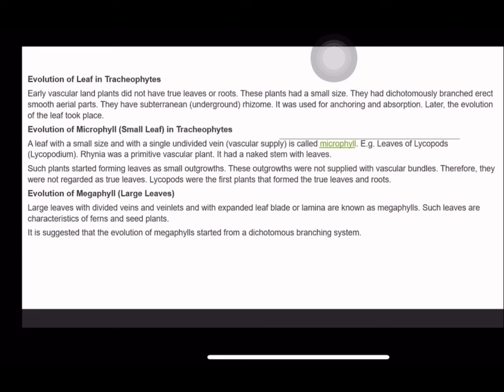Evolution of megaphylls, the large leaves. Large leaves with wide veins and veinlets, with an expansive leaf blade or lamina, are known as megaphylls. Such leaves are characteristic of ferns and seed plants. It suggests that the evolution of megaphylls started from a dichotomous branching system. That's all from me. Thank you.